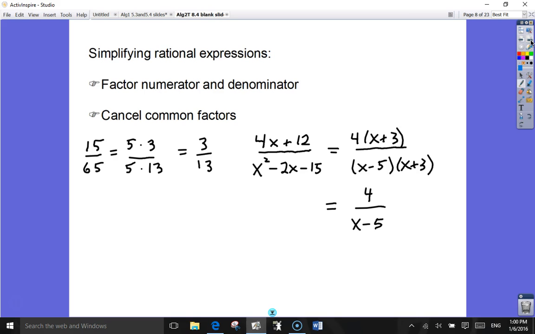We're going to be doing the same thing, but now it's not numbers. We've got variable expressions in the numerators and denominators. So in this example here, I do the first step. I factor the numerator and denominator. And because there is a common factor of x plus 3, I cancel it.